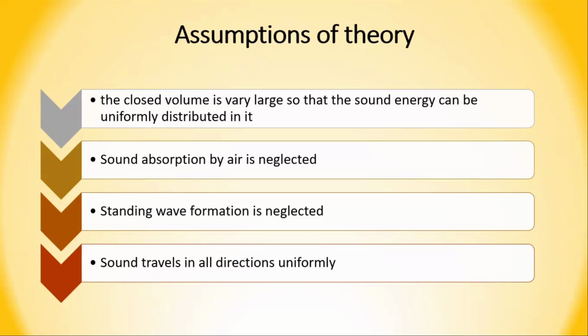The third thing is that standing wave formation is neglected, meaning there is no interference of the sound waves. See, in a given auditorium, whenever sound waves are produced, there will be reflection of the sound waves and also propagation. So there are chances of interference. But he has assumed that there is no standing wave, or no interference. The next assumption is that sound travels in all directions uniformly, right? मतलब he has assumed that a source is hanging somewhere at the center of an auditorium and the sound travels uniformly in all the directions, right? With these assumptions, he has derived the theory.